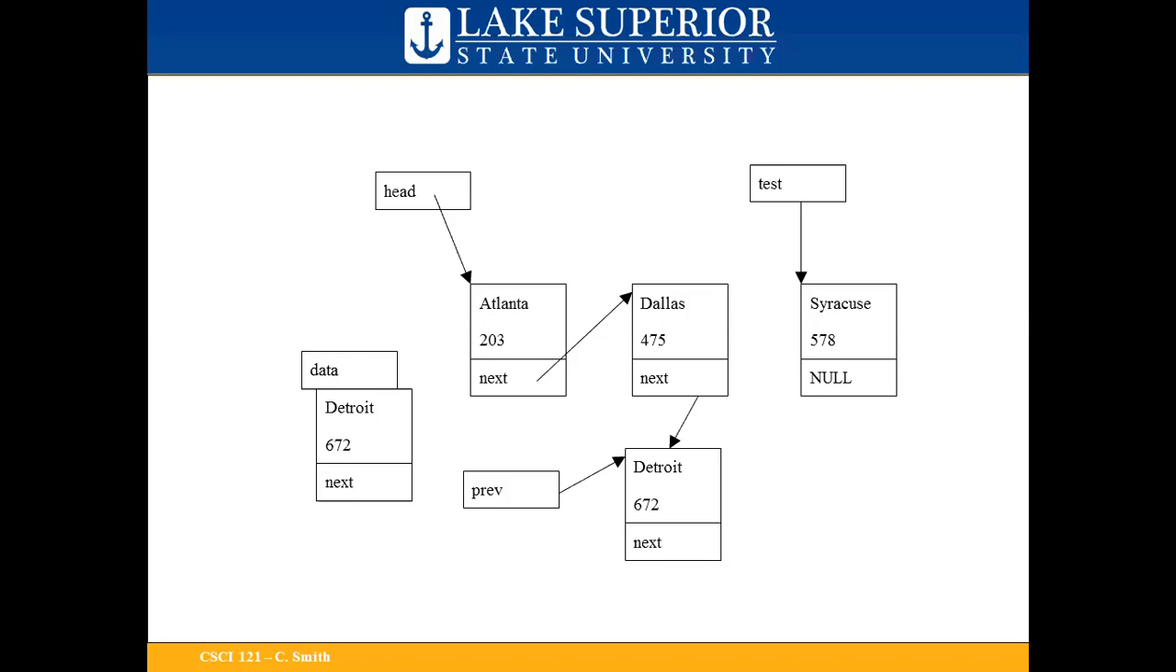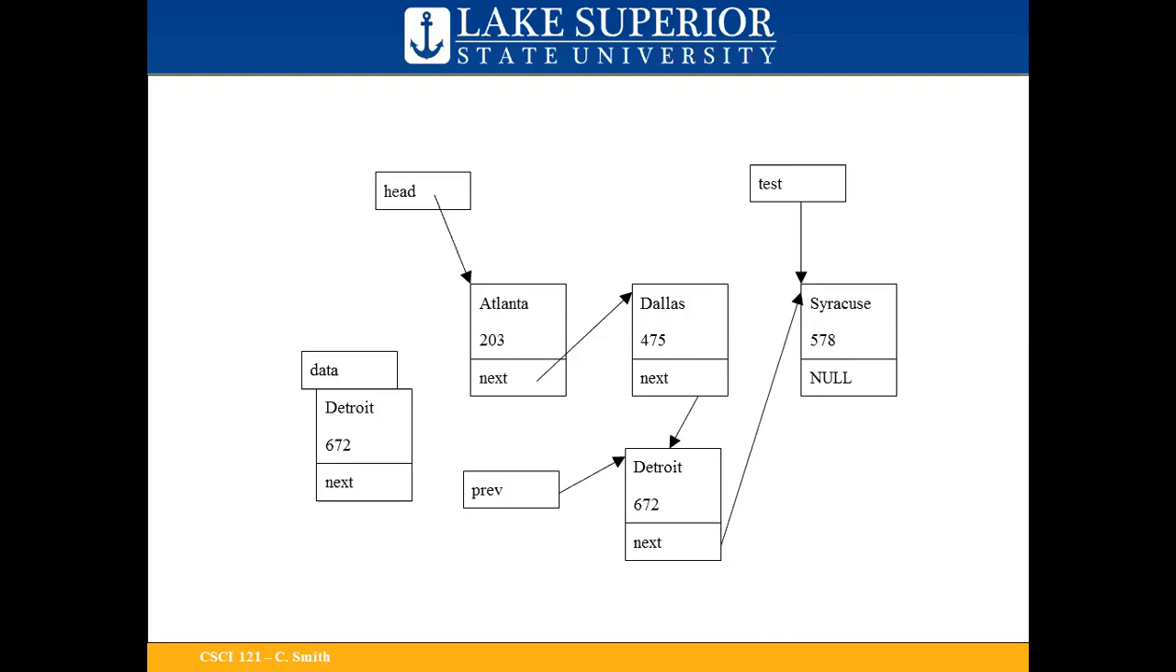Then we need to set previous arrow next equal to test. Test indeed is still pointing at Syracuse. It's just waiting to do its thing. And so we copy that value out of test and we put it in previous arrow next, and that links us up. And we're done. We have inserted a new node.